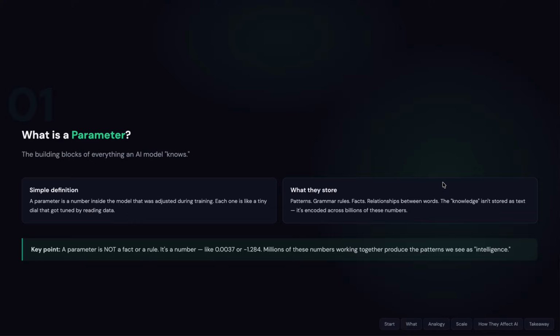Now, here's the important thing. A parameter is not a fact, it's not a rule, and it's not a sentence stated somewhere. It's just a number. But when you have billions of these numbers working together, they encode patterns, grammar, facts, relationships between words, and even reasoning ability. So the knowledge of an AI model isn't stored as text you can read, but it's spread across billions of these tiny numbers. And this is what makes AI both powerful but also very hard to understand.